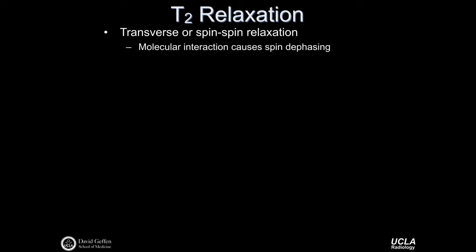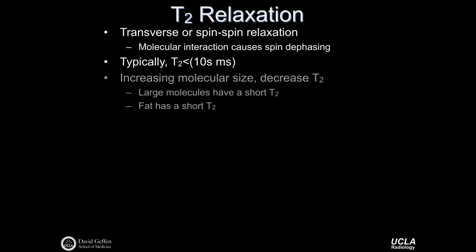So what about T2 relaxation or transverse relaxation, also referred to as spin-spin relaxation? It's the consequence of spins interacting with spins that in part gives rise to this relaxation effect, or a molecular interaction causing what we call spin dephasing. Typically, T2 is on the order of tens of milliseconds, so it might be 100 or 200 milliseconds for some tissues like CSF. It tends to increase with molecular size and decrease with T2.